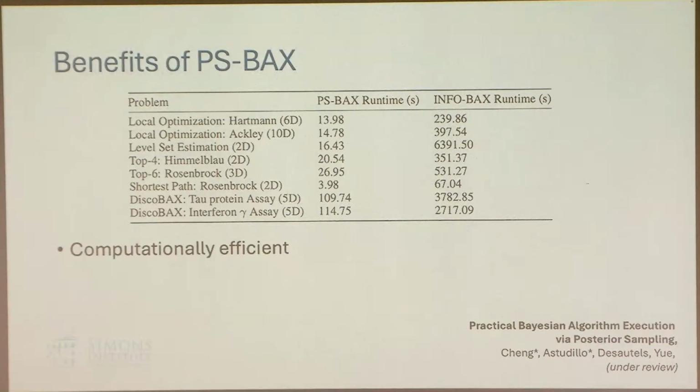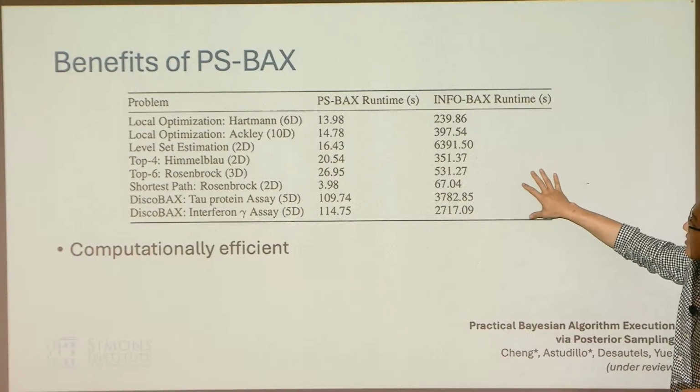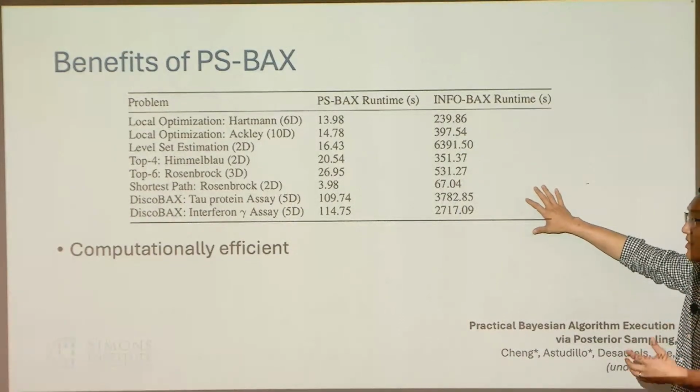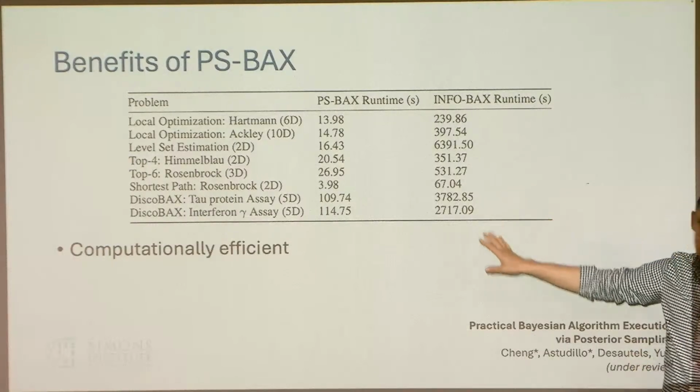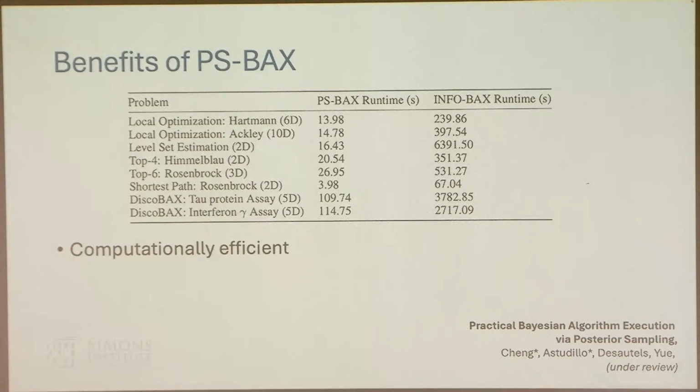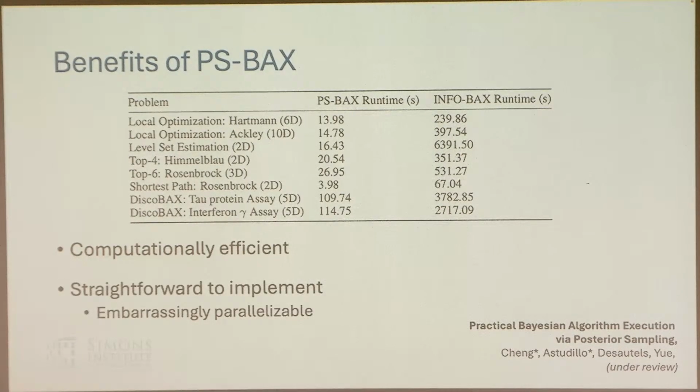What are some of the benefits of this algorithm, which we call PS-BAX? It's very computationally efficient. You don't need to compute any nasty integrals. And here are some runtime comparisons with the first approach for this setting called InfoBAX, which has to compute an approximation of this nasty integral. And even that approximation is quite expensive. So this algorithm is between 20 to 400 times faster than InfoBAX. It's straightforward to implement, embarrassingly parallelizable. And we also have convergence guarantees.